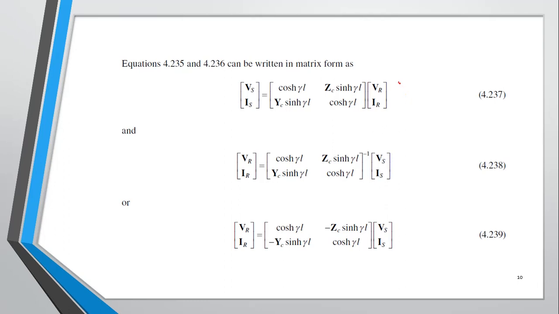The equation looks like this one, and for the receiving end voltage and receiving end current, the equation looks like this one, because we took the inverse of this matrix over here. If we take the inverse, then we will get VR and IR. If we expand the inverse, we have to shift this position and change the sign of these two, so this is the inverse of this matrix.